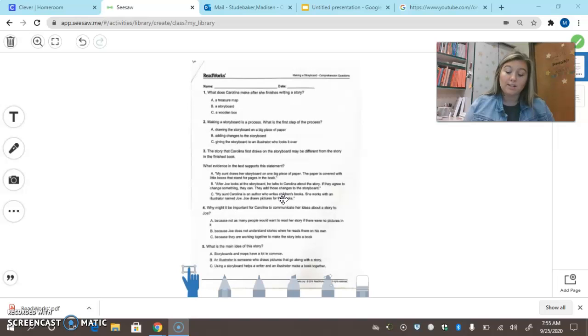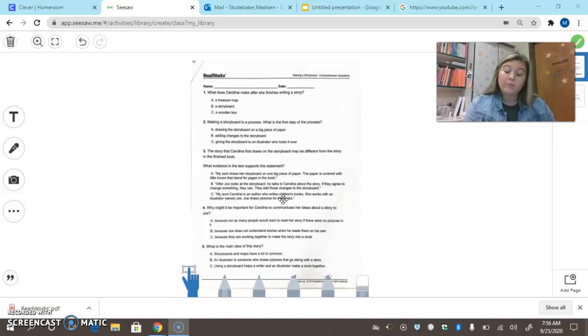making a storyboard is a process. What is her first step of the process? That's number 2. Drawing the storyboard on a big piece of paper, adding changes to the storyboard, giving the storyboard to an illustrator who looks it over.